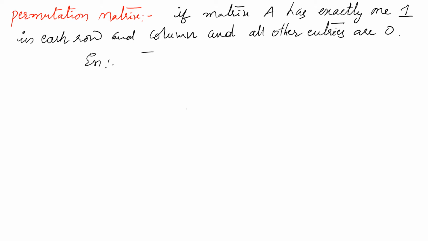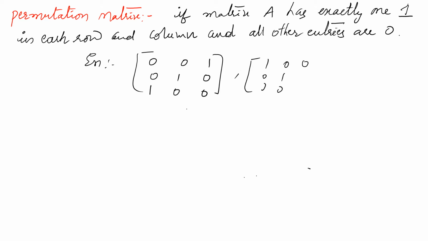Example for this matrix: in the first row I'm taking here, and in the second row let me take here, second row, second column, and in the first row, first column there must be one, so this one is a permutation matrix. Or another example, our identity matrix, this is also a permutation matrix, etc. Each row and each column must have exactly only one 1, and all other entries are zeros.